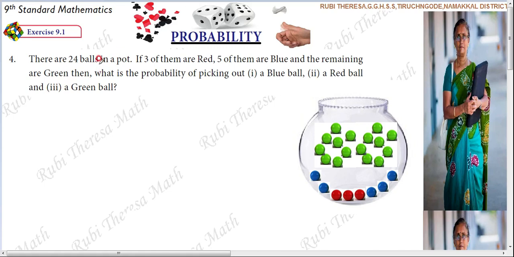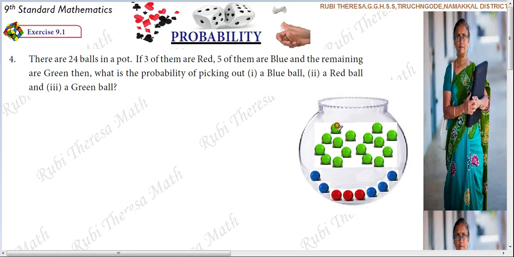Probability, exercise 9.1, fourth sum. There are 24 balls in a pot. If 3 of them are red, 5 of them are blue, and the remaining are green. So first, what is given? There are 24 balls in a pot. So there is a pot, and in it there are 24 balls.